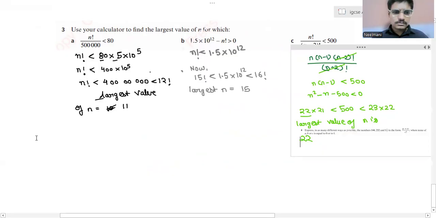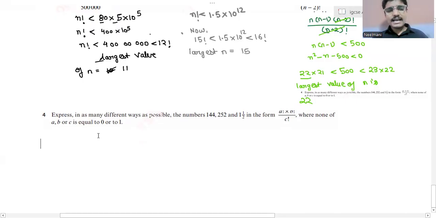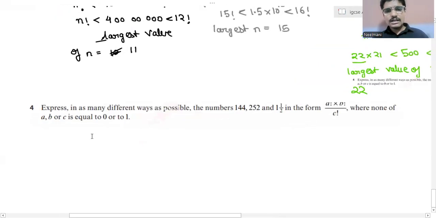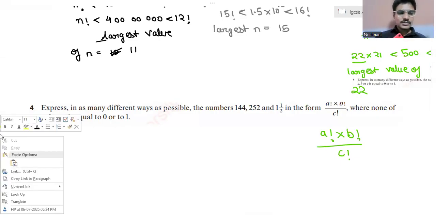It talks about expressing 144252 in as many ways as possible. This is the number given, and these are the two numbers, and the third number is in the form of a factorial multiplied by b factorial upon c factorial, where none of the a, b, and c's are equal to 0 and 1. Of course, this is the way to stop you from making things simpler, right? Like if you can just avoid it by making zeros and 1 there.